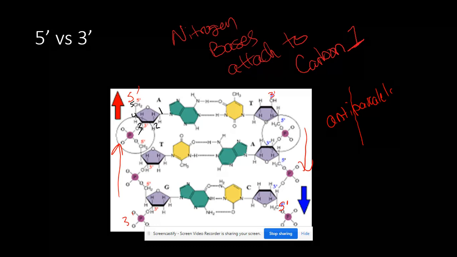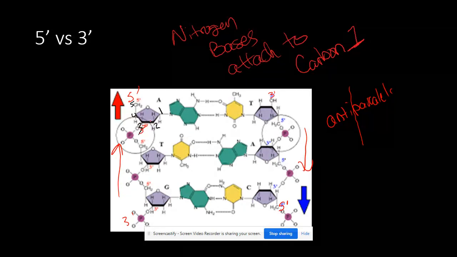Any questions on that before we move on? McKinley, what do you got? So there's something I'm missing. Just because, like, on one side you have 3' and 5'. Mm-hmm. I don't understand that. What do you mean on one side? Well, even when I look right here, I still have a 3' carbon right there, right?